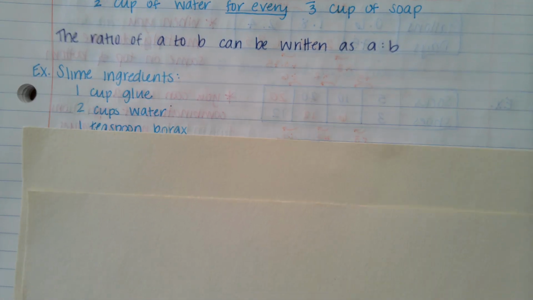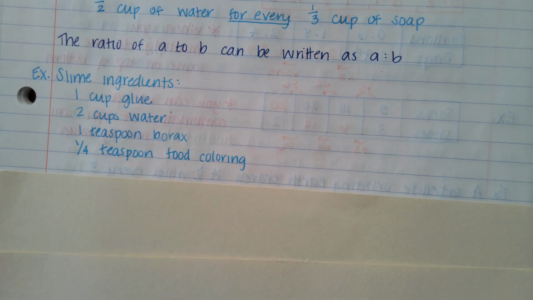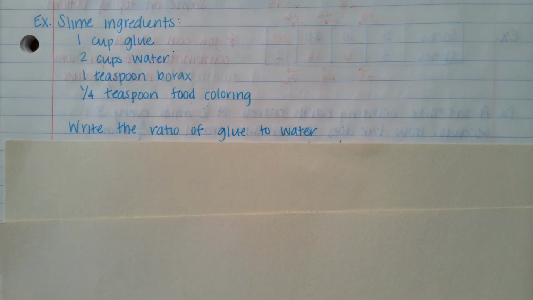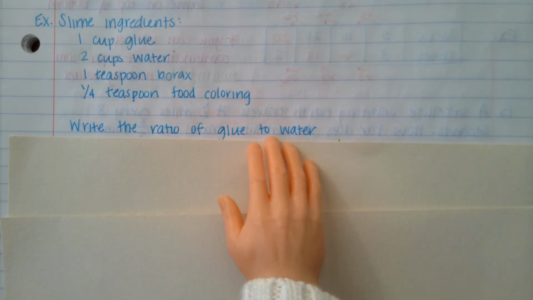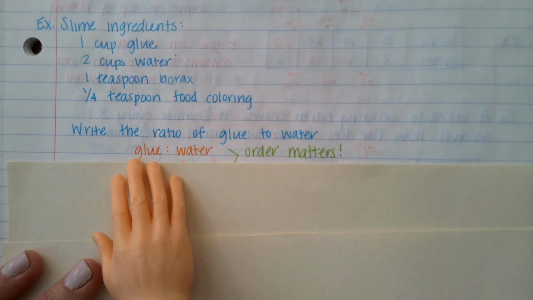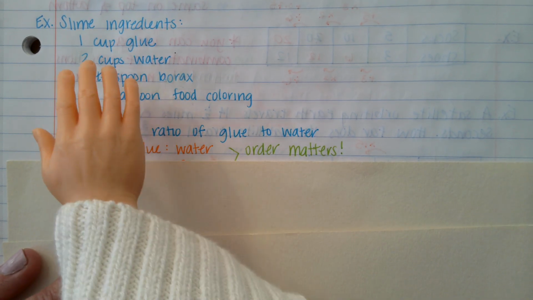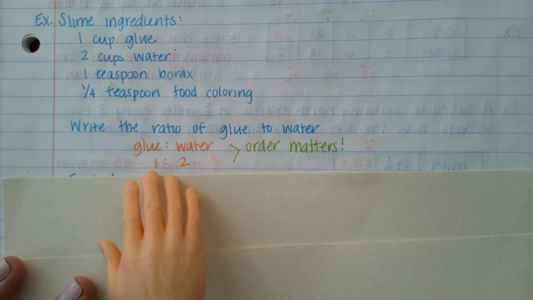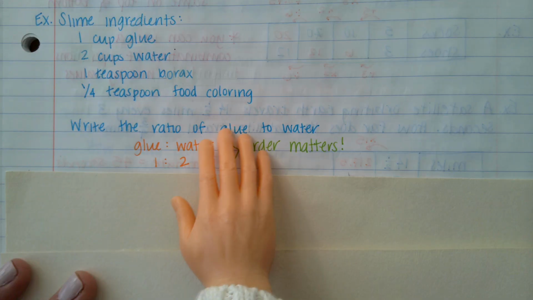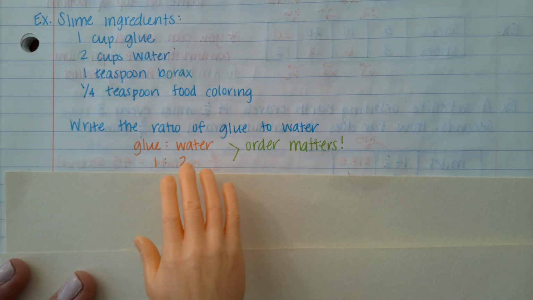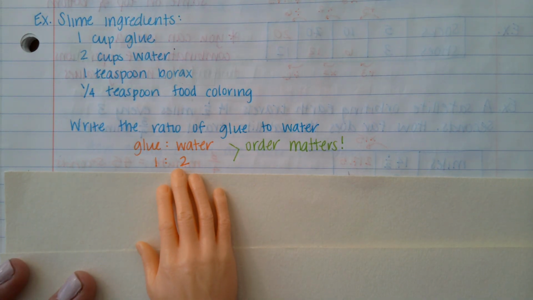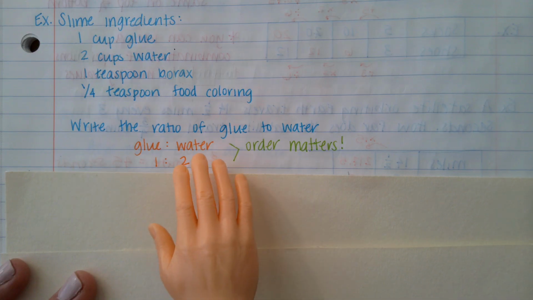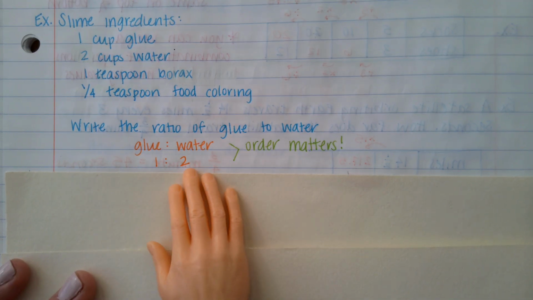So if I have some slime ingredients here, and we are asked to write the ratio of glue to water, I would have glue colon water. So I have 1 cup glue and 2 cups water, and so this would be 1 to 2. And it's important that the order matters, because for 1 to 2, the value is 1/2. If I had water to glue, that's 2 to 1, and 2 over 1 is very different than 1 over 2.